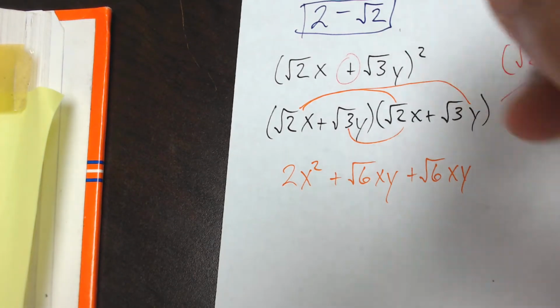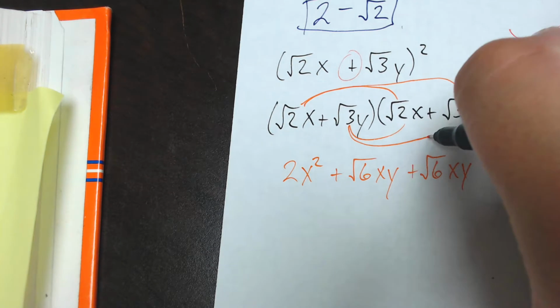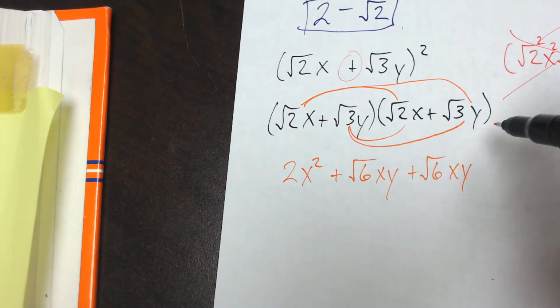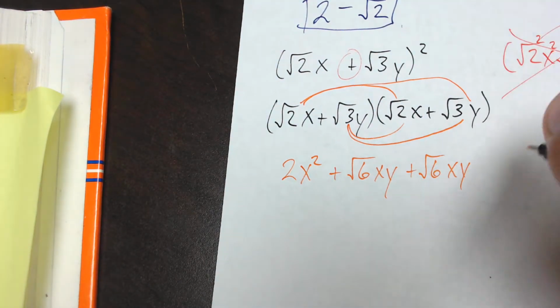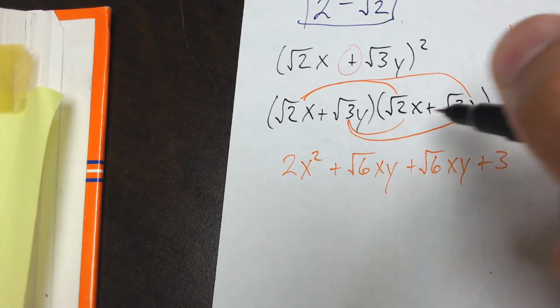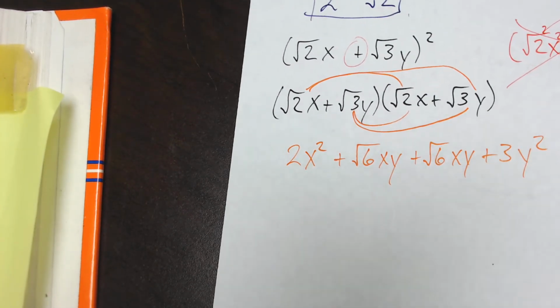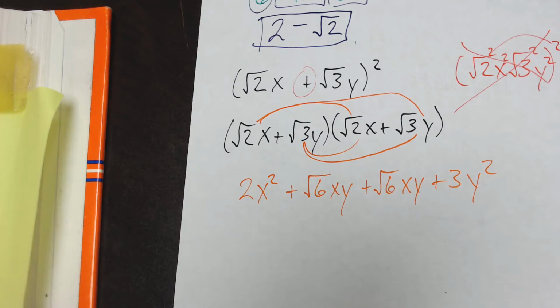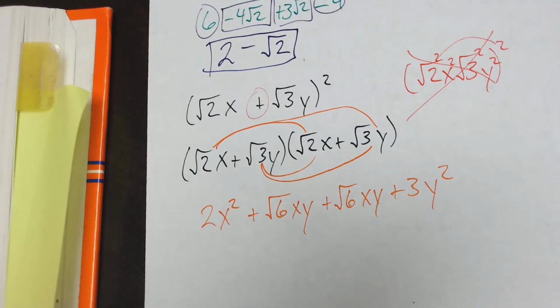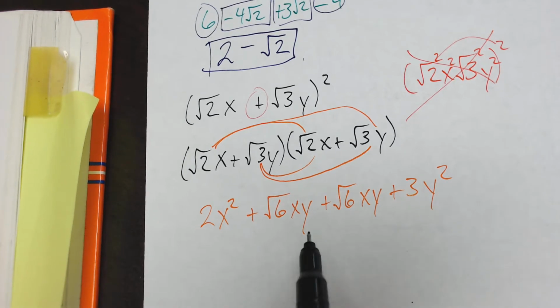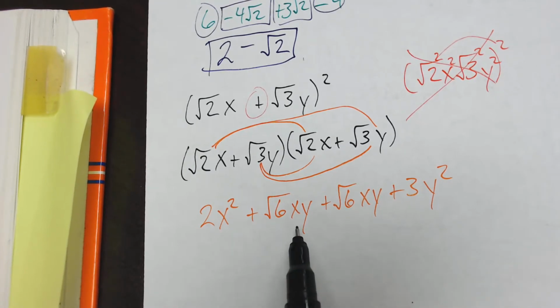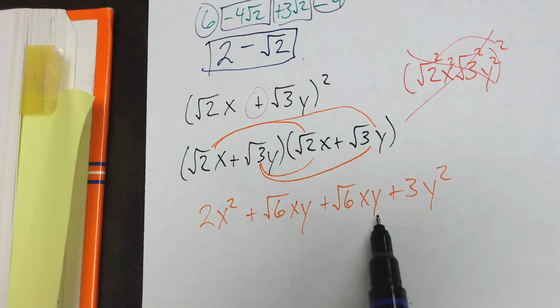Now we do last times the last, which is square root of 3y times square root of 3y. Square root of 3 times square root of 3 is just going to give me the whole number 3, and then y times y gives me y squared. Now, are there any like terms that I can add? Well, we see that square root of 6xy and square root of 6xy are like terms.